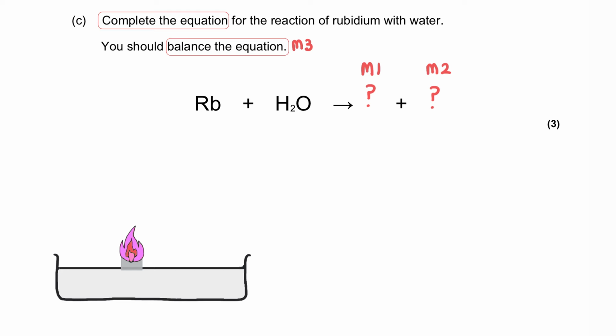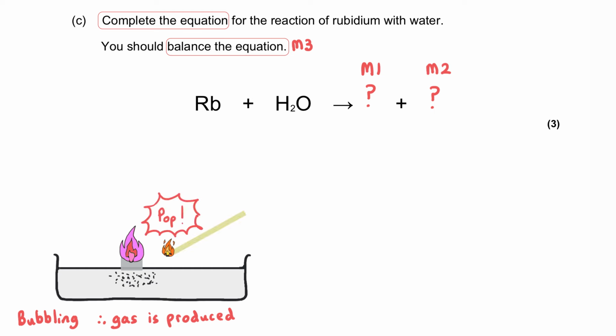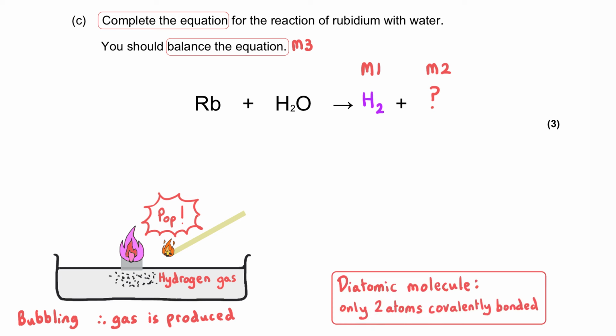Well, first of all, let's look back at our observations. We see bubbling during this reaction, and bubbling is evidence that a gas is being produced. In the case of the alkali metals reacting with water, the gas produced will give a squeaky pop when a lit splint is placed near it. This is because the gas is hydrogen gas. Hydrogen is a diatomic gas, which means it has the chemical formula H2.